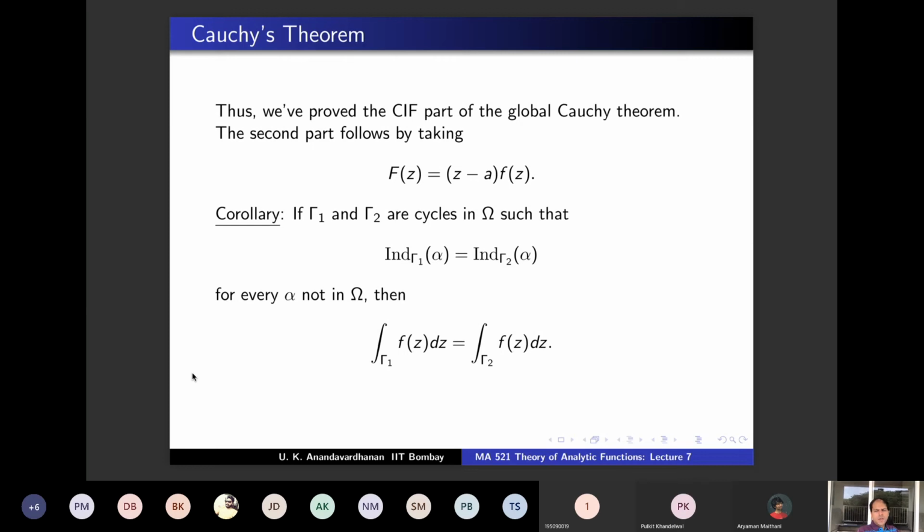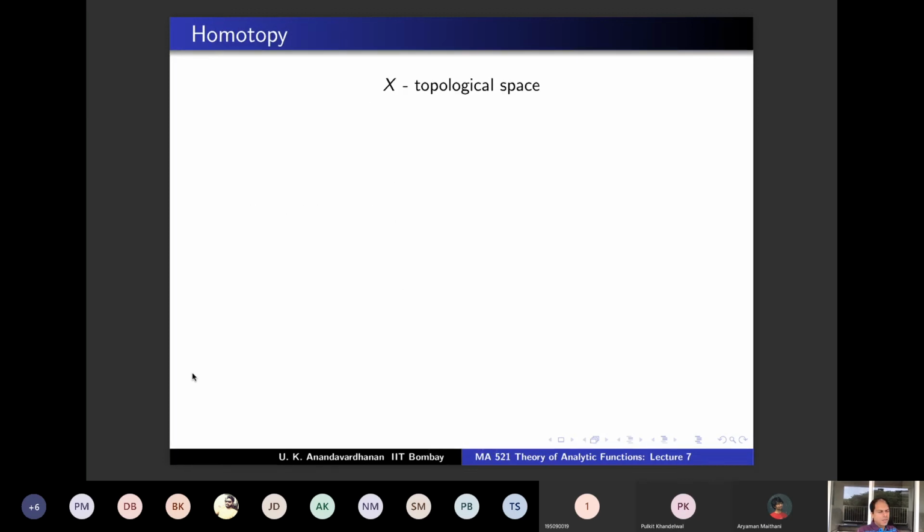Now a small algebraic topology notion. If you have any topological space X, and suppose you take two curves in X, gamma 1 and gamma 2, a curve again meaning from the open interval (0, 1) you have a continuous map to the topological space X. Our X will be omega, a region in C.